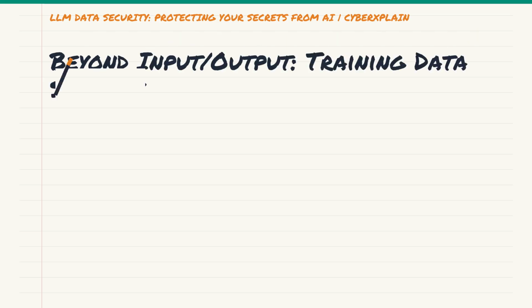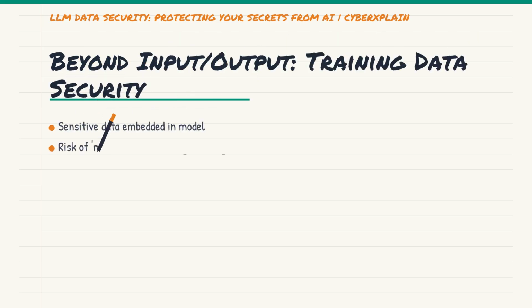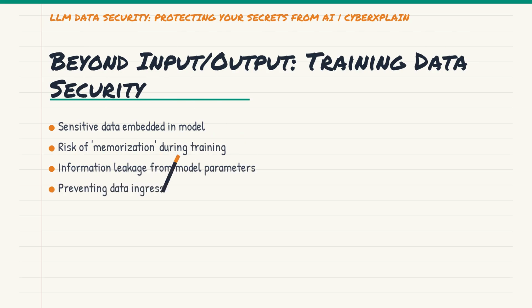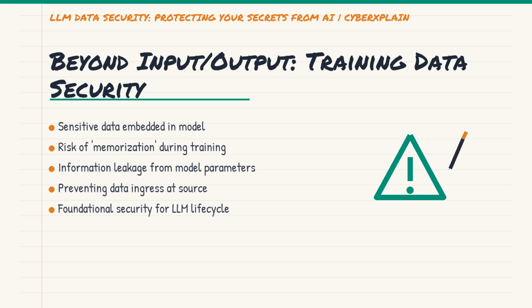Okay, so input and output filtering are vital for runtime security. But what about the data the LLM was trained on? This is a much deeper problem because sensitive information can be permanently etched into the model's parameters during training. If an LLM was trained on your internal, confidential documents without proper sanitization, it could potentially memorize and later regurgitate those secrets. Securing training data is about preventing sensitive data from ever becoming part of the LLM's brain in the first place.